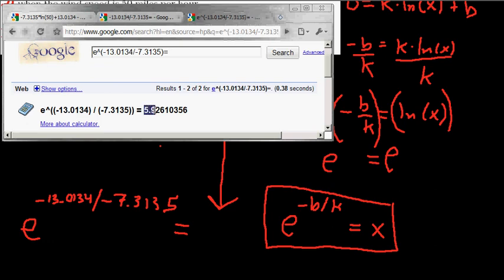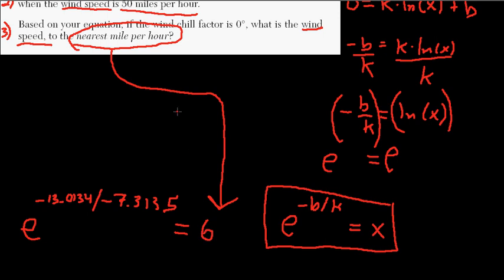But we want it to the nearest mile per hour, so 5.9 rounds up to 6, and we're in miles per hour, so this is mph. So that is the answer for number 3.